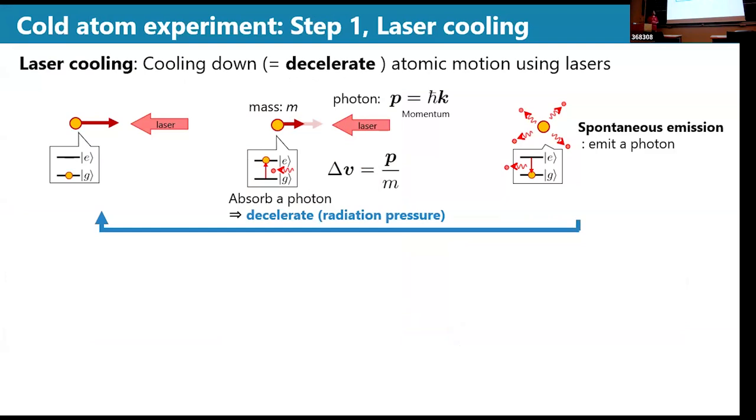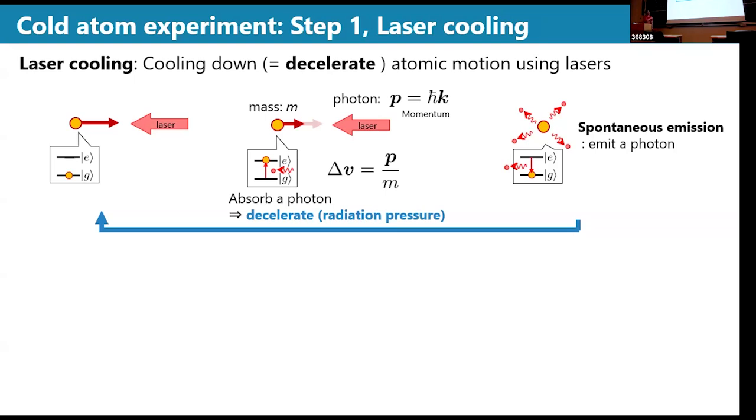And then you can shine the laser from the opposite direction, whose frequency is tuned to the resonant frequency for this transition. And then the atom will absorb one of the photons and be excited to the excited state. And the important thing is that a photon has momentum. So momentum is transferred to the atom, and then the atom will decelerate. This is also called radiation pressure.